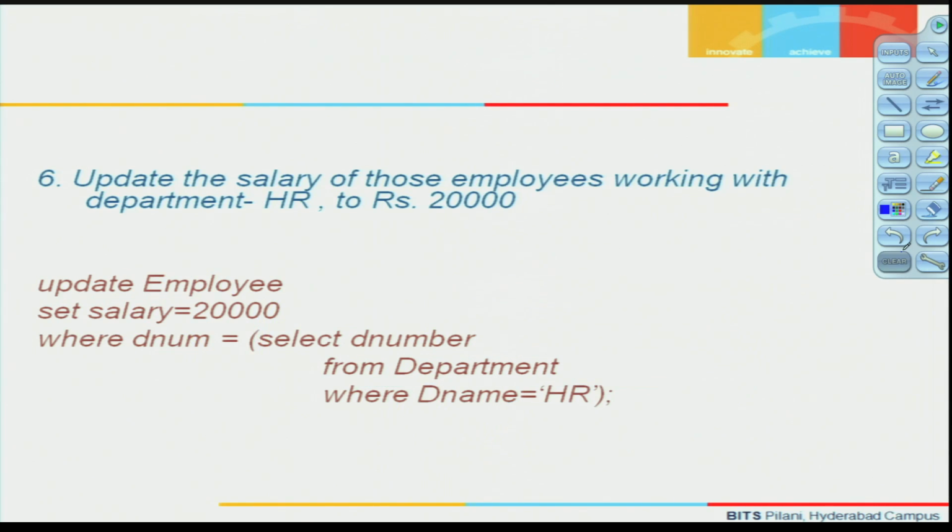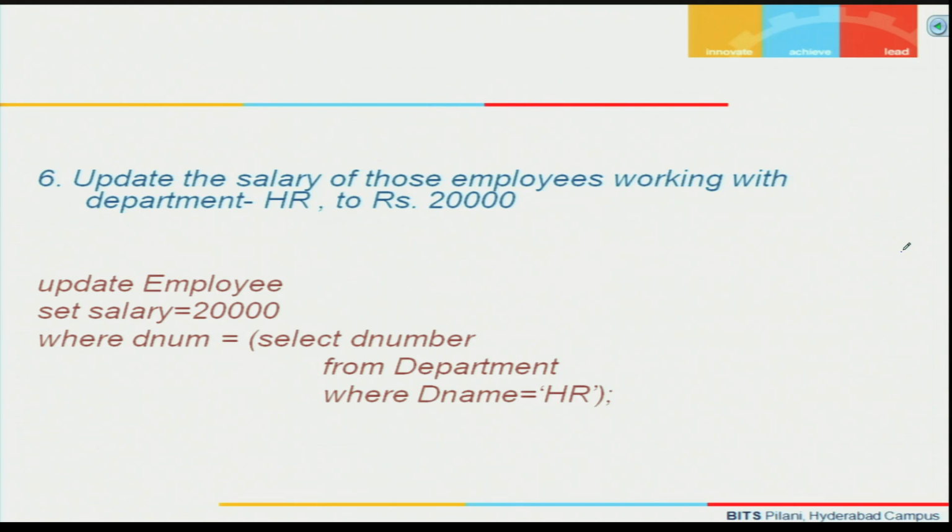Next one. This is about updating some tuples. Update the salary of those employees who are working with the department HR to 20,000. That is, I want to change the salary of employees who are working with the HR department to a flat 20,000 for all of them. Update employee table, set salary equal to 20,000 where the D number must be the same as the D number of the HR department.